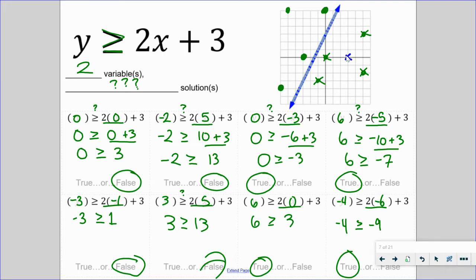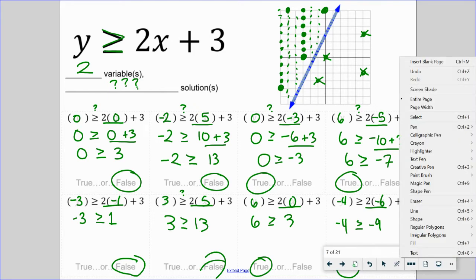If I tried 3, 0, if I tried 3, 3, if I tried 3, 6, if I tried 3, -4, if I tried -3, -6, or -3, -600, none of those points over on that side are going to work. On the other hand, if I were to try -3, 1, or -3, 2, or -3, 3, or -3, 4, or -3, 4 trillion, or any of these points right here, they're all going to be true statements.